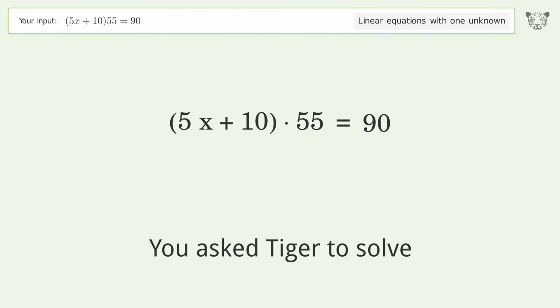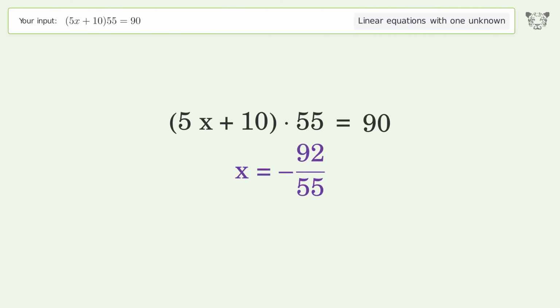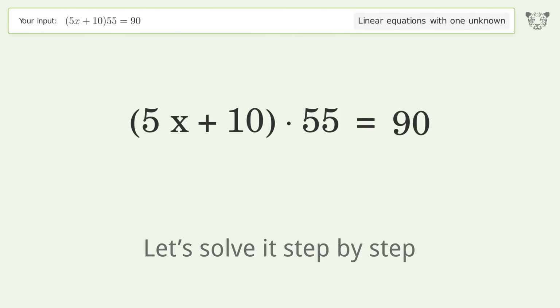You ask Tiger to solve this. This deals with linear equations with one unknown. The final result is x equals negative 92 over 55. Let's solve it step by step.